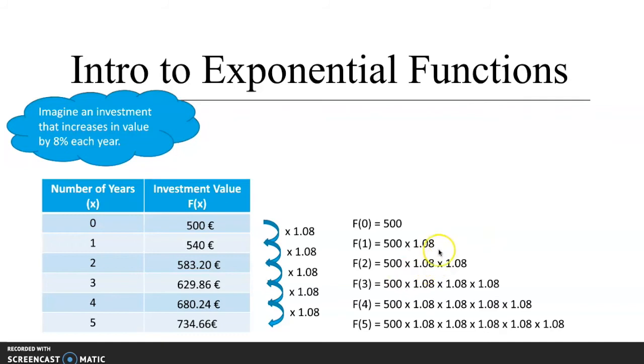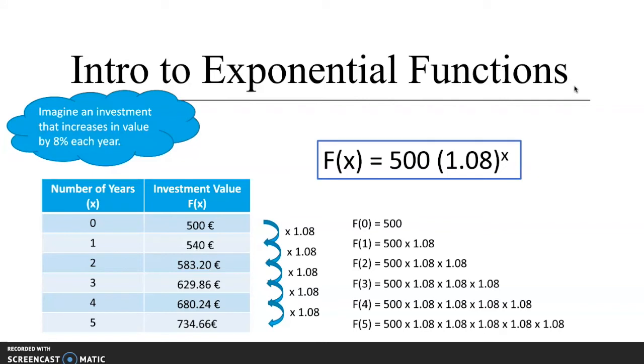The number of times we multiply by 1.08 is equal to the number of years that we've waited for this investment. So if we wanted to write a function for this, instead of just calculating 1 year at a time, our function would have to have repeated multiplication in it. And repeated multiplication is what is meant by an exponent. So that's why we call these things exponential functions, because we are multiplying by the same thing over and over again, which means we are using exponents.